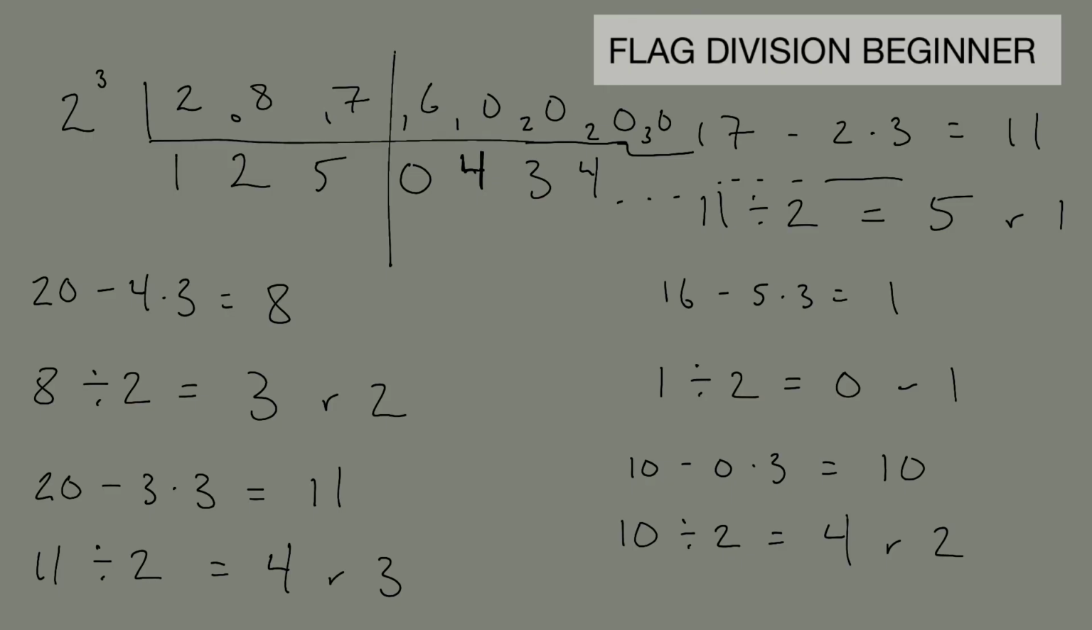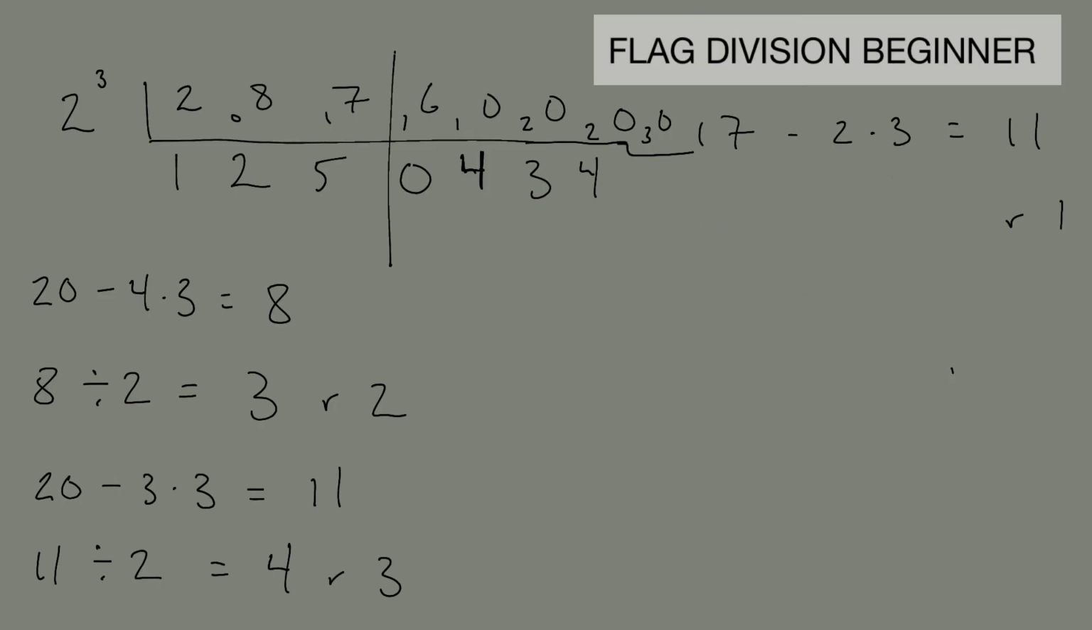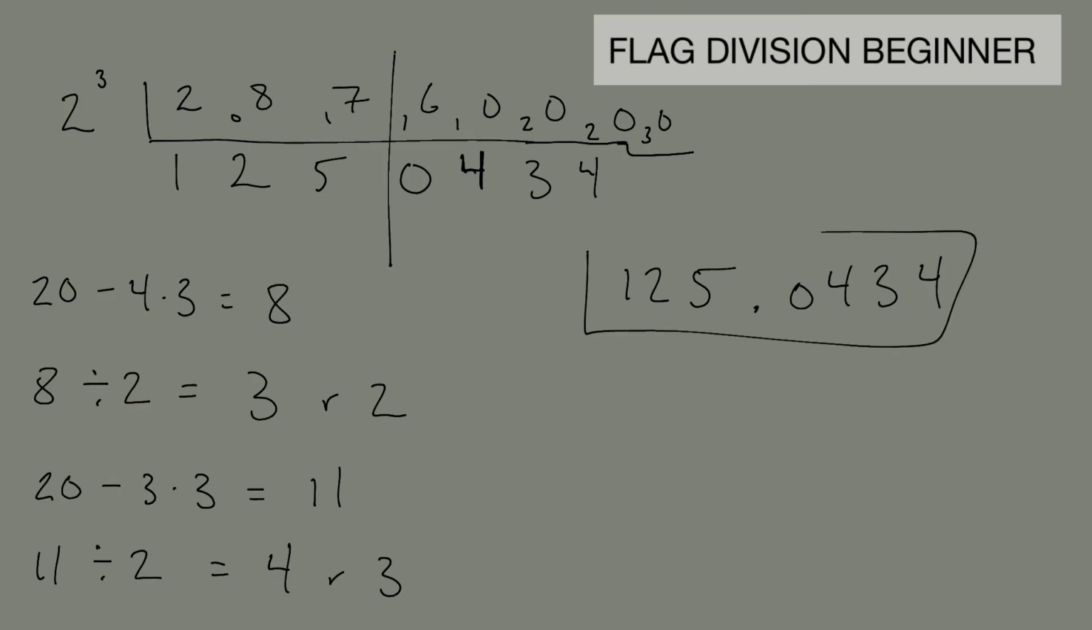I'm going to go ahead and erase some of this stuff. If you don't already have it, go ahead and press pause and catch up. I'm just going to erase to make a little bit of room here. So we get our answer here: 125.0434. This is our answer. Remember, our original problem was 2,876 divided by 23. This is what we get for our answer.